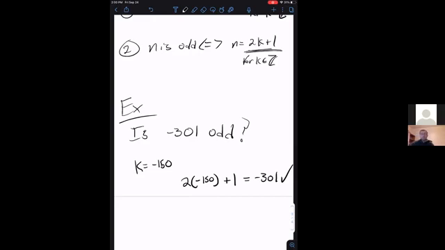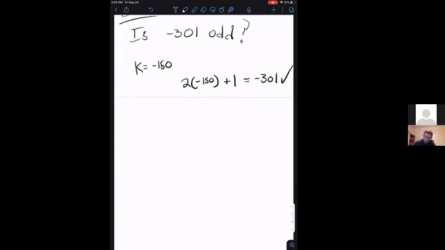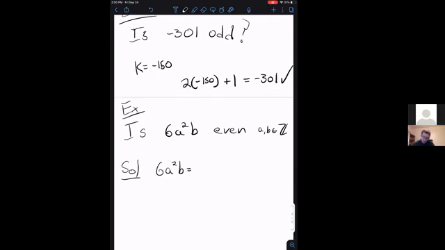Okay. What about if we do C? Okay, if you're following along on the slides. What if we do: is 6a squared b even? Now, I don't tell you what a and b are. They're integers, though. I don't tell you what they are, but they're just some integer. Well, let's think about how we write this. 6a squared b is the same thing as 2 times 3a squared b.